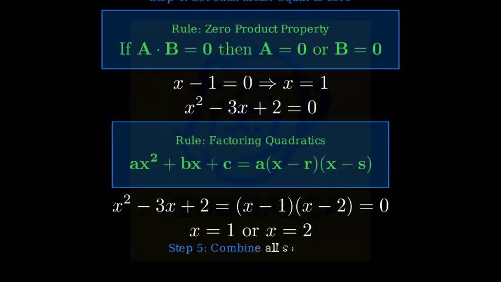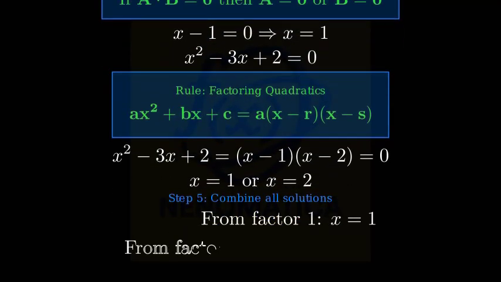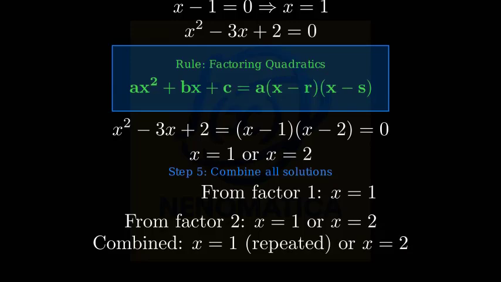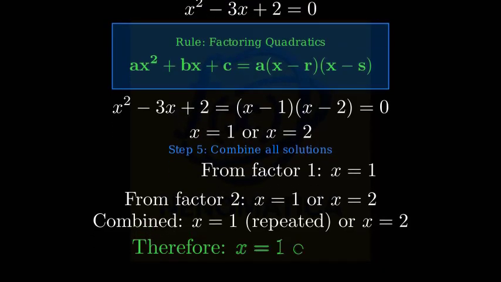Let's combine all our solutions. We found that x equals 1 from the first factor, and x equals 1 or x equals 2 from the second factor. Since x equals 1 appears twice, we have the solution set consisting of x equals 1 and x equals 2. So our final answer is that x equals 1 or x equals 2.